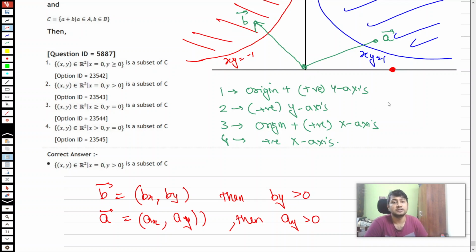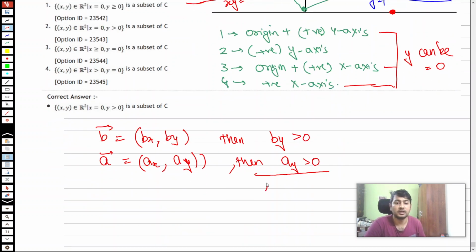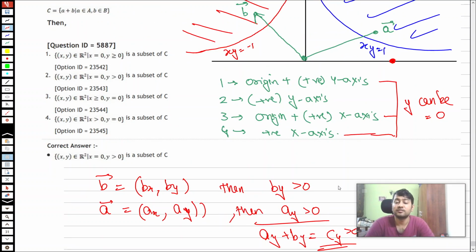So the y coordinate can never be 0. So in this option, and in this option, y can be 0. But what I am saying here is that ay plus by, which is equal to the y coordinate of C vector, has to be strictly positive. So that's why options 1, 3 and 4 cannot be correct. So only this is the correct option, which is option number 2.